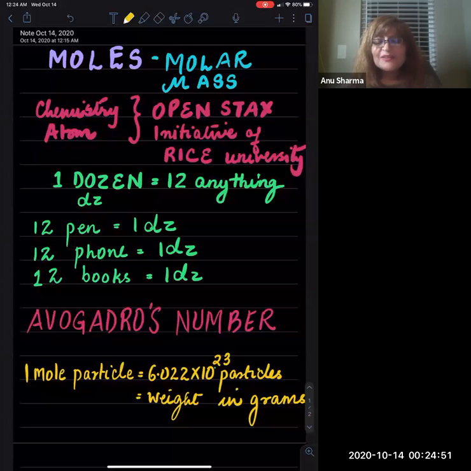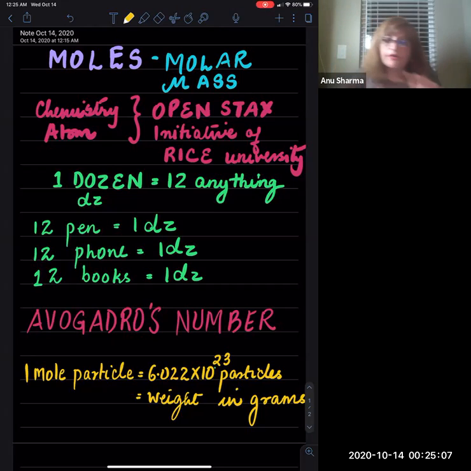Hi guys, so today we are going to be looking at the moles and the molar mass. I am using the book Chemistry and another book, Atoms, and this is an OpenStax book, which is an initiative of Rice University.